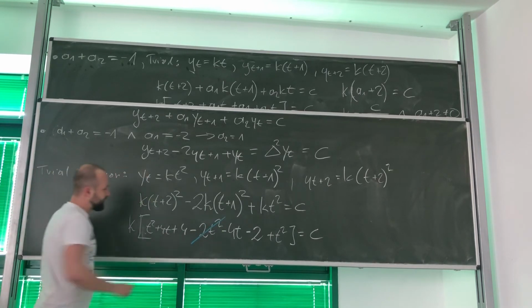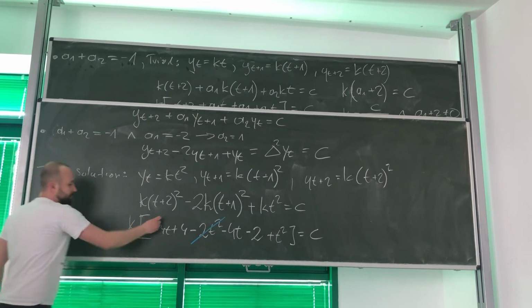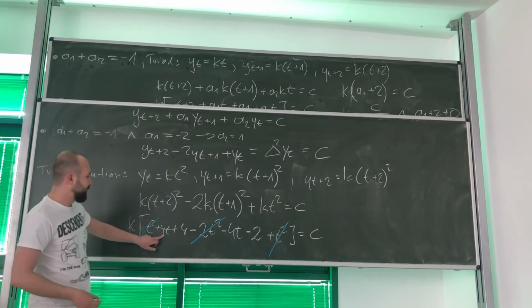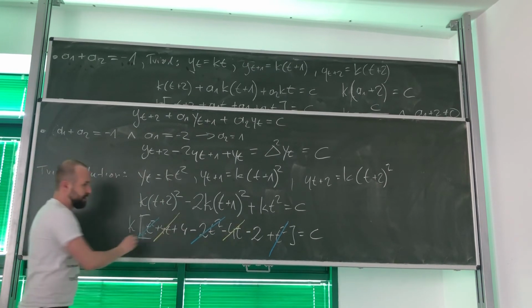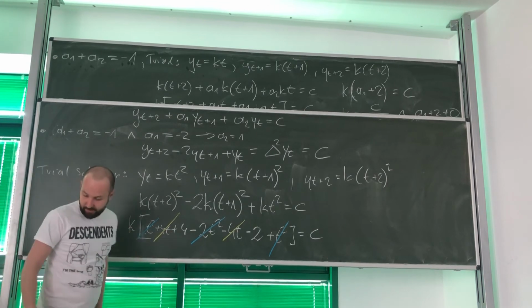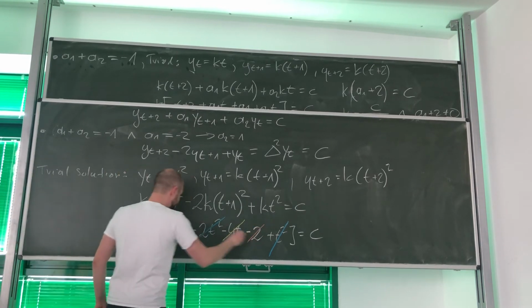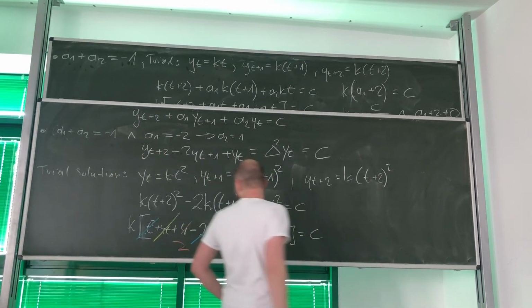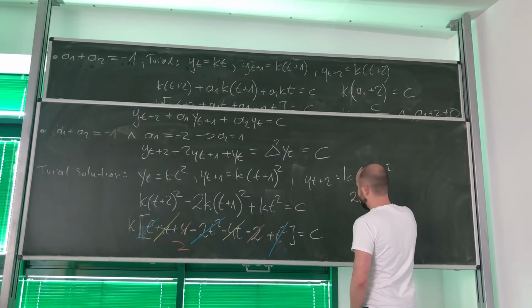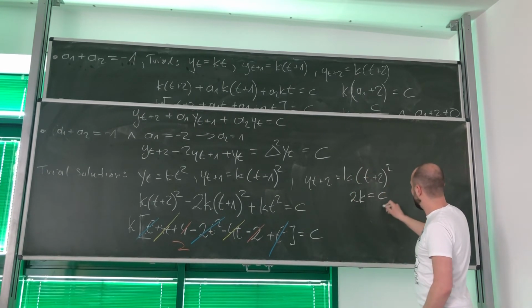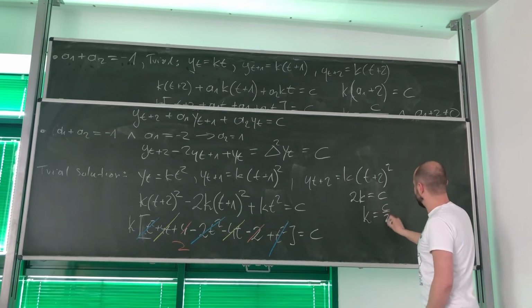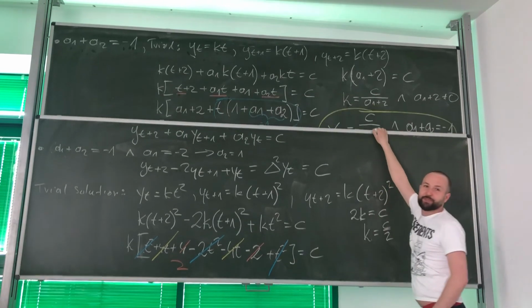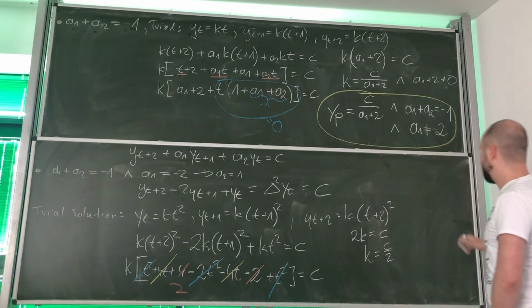Okay, and now let's see what is happening. Look, this negative t squared cancels those two t squares. Then we've got 4t, negative 4t, and we have 4 and negative 2, so it just leaves us 2, right? So out of this expression, we get that 2k is equal to c, or that k is equal to c over 2. And look, this is how we obtain the last difference equation.